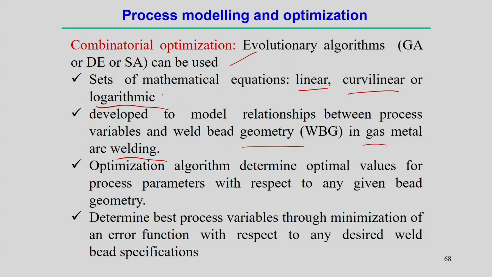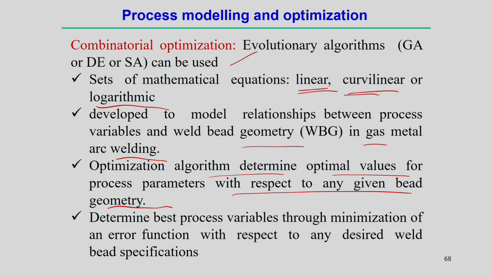So, therefore, in the form of a linear, curvilinear or logarithmic relation, a relationship can be established between the input and output. Now, the optimum algorithm determines the optimum values for the process parameters with respect to any given bead geometry. The optimum algorithm tries to decide the range of the parameters, and then for a particular set of input parameters it checks what the output parameters are by using the already established relation.